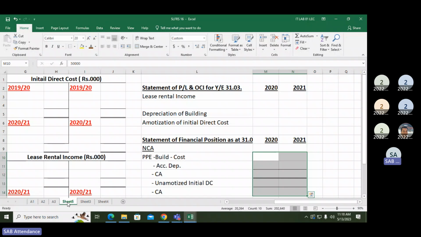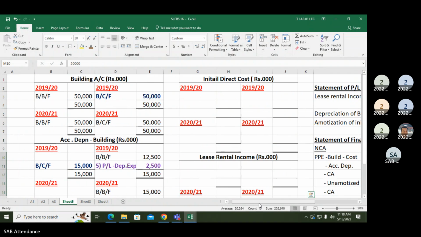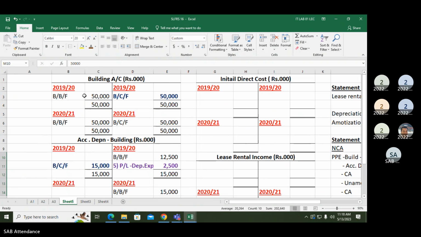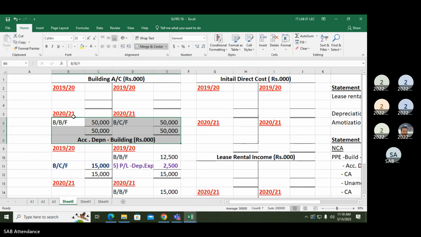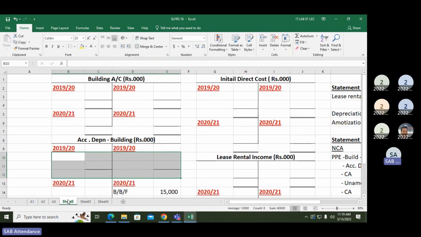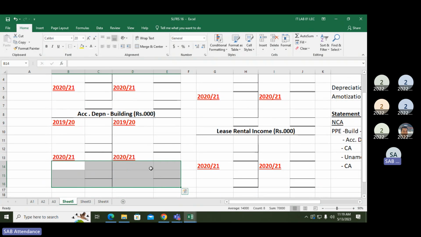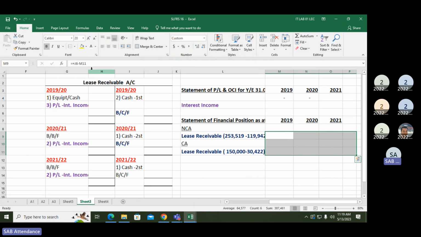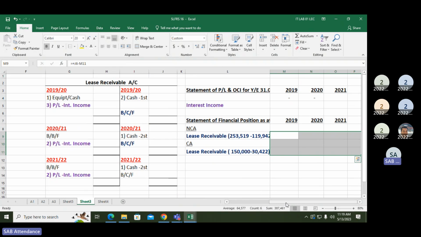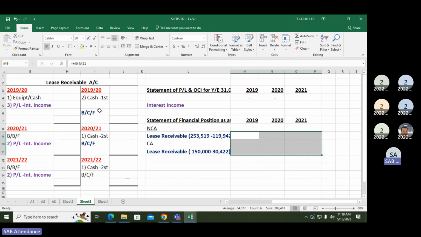Now we can prepare the lease receivable account. Yeah, this one, lease receivable. So in the lease receivable account, we have the present value of the lease payments that are going to be received.